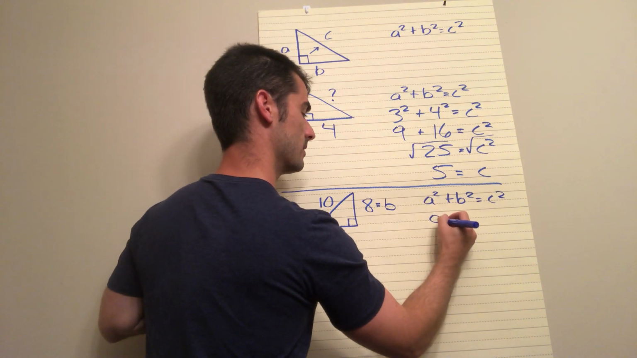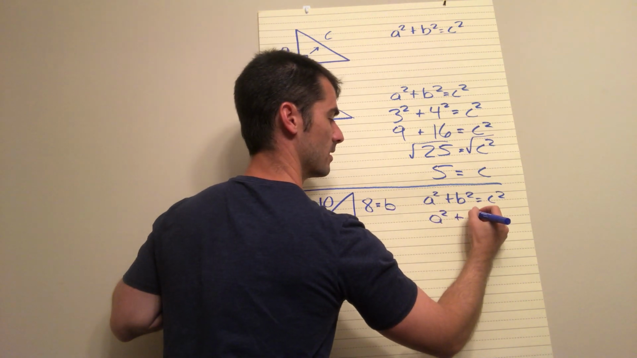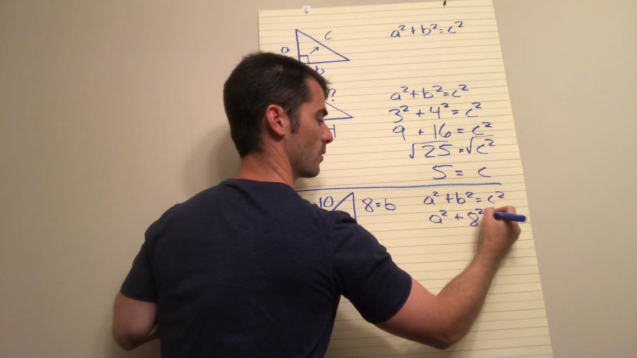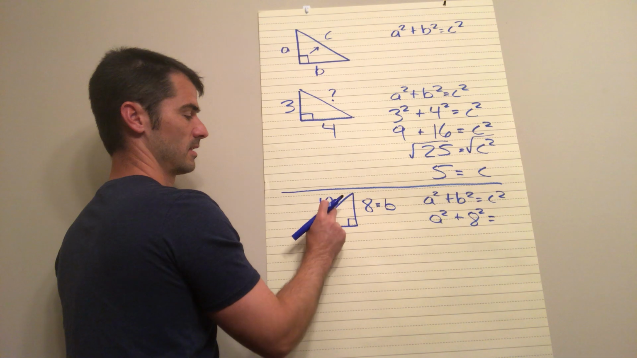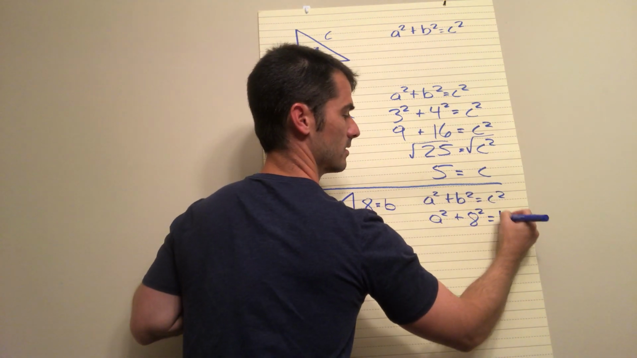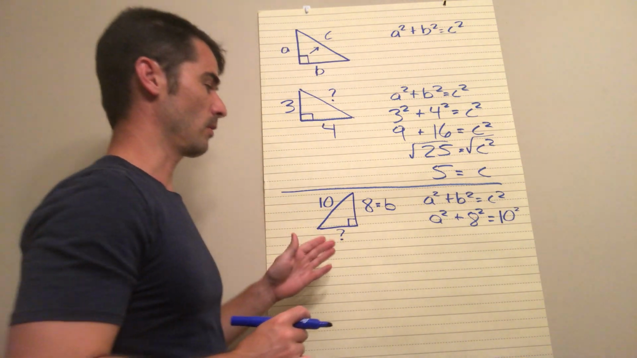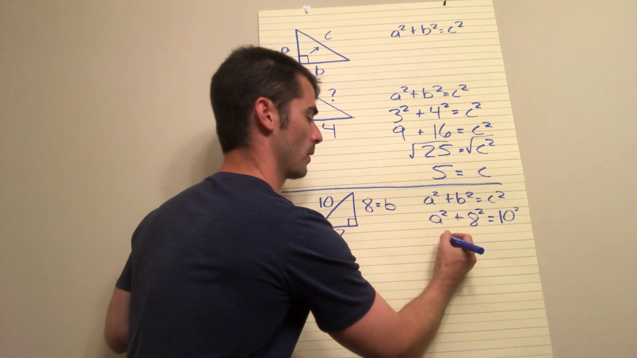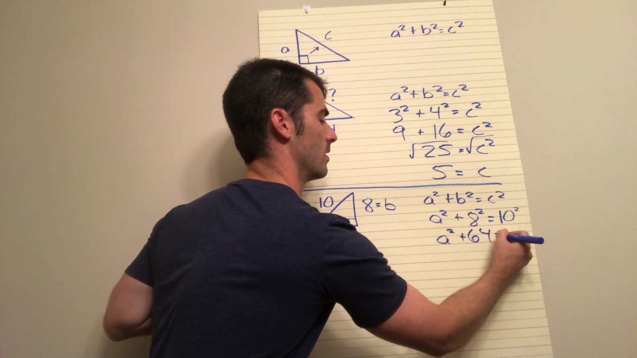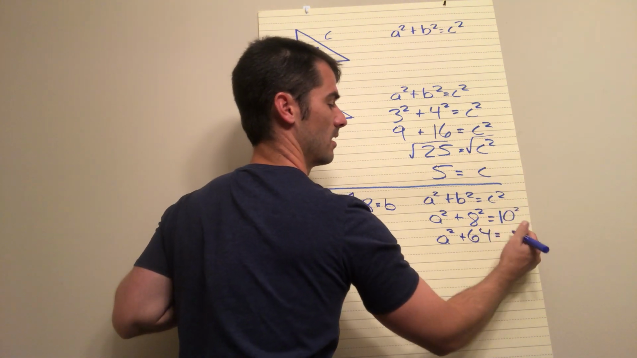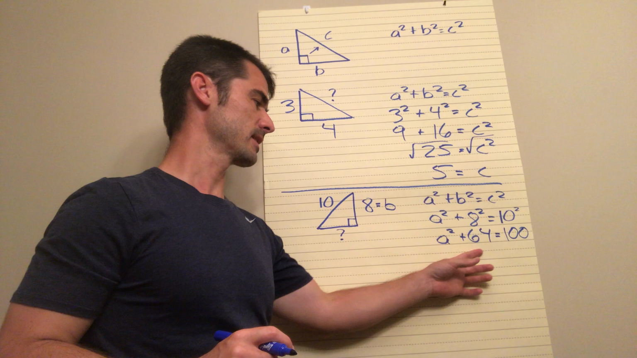I don't know what A is, so I'm going to leave it alone, A squared. In place of B, we're going to write 8. But again, B is squared, so 8 squared. Our side that is not touching the right angle is C, so 10 is going to take the place of C. Make sure you square it. When I look at this problem, I ask, what math can I do? I don't know what A squared is, so I'm going to rewrite it, plus 8 squared, 64, equals 10 times 10, 100. So now I see A squared plus 64 equals 100.